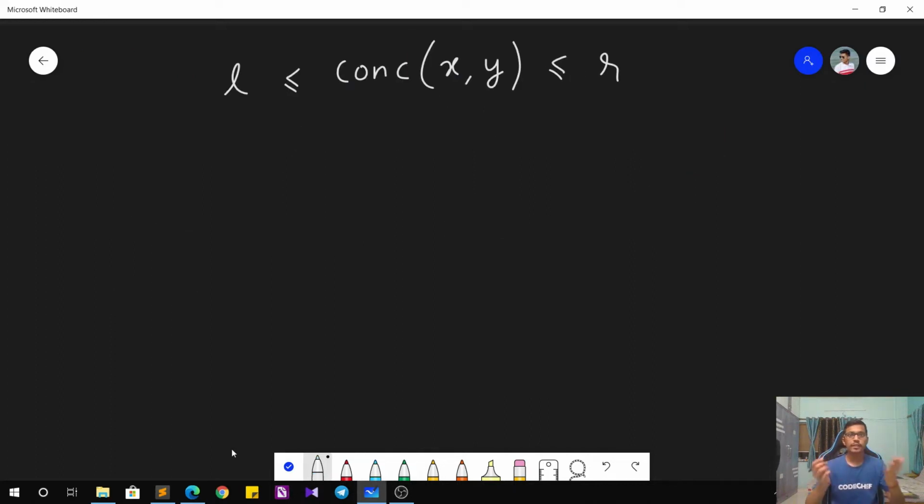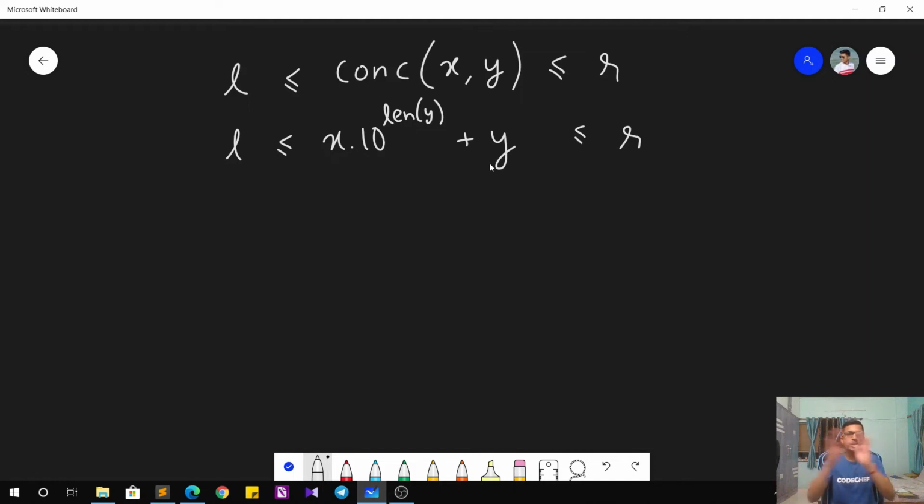The expression given to us in the question was this: the concatenation of two numbers, the aith number and the ajth number, should lie between L and R. For simplicity, right now just consider the two numbers as x and y, because it will make it easy to write the equations. So let's write this in mathematical terms. L and R will remain as they are, but concatenation can be represented as x times 10 to the power length of y, plus y.